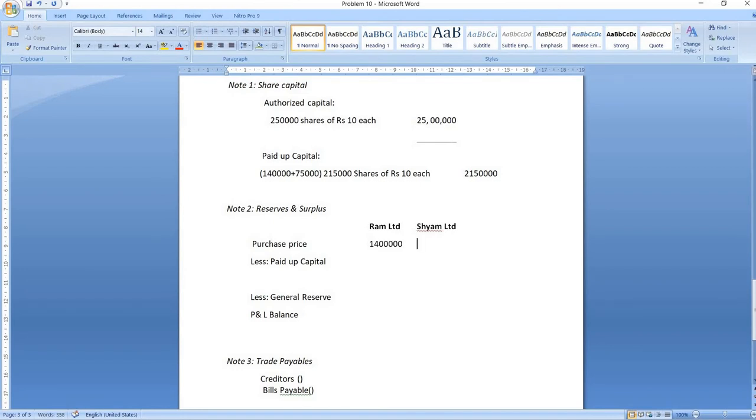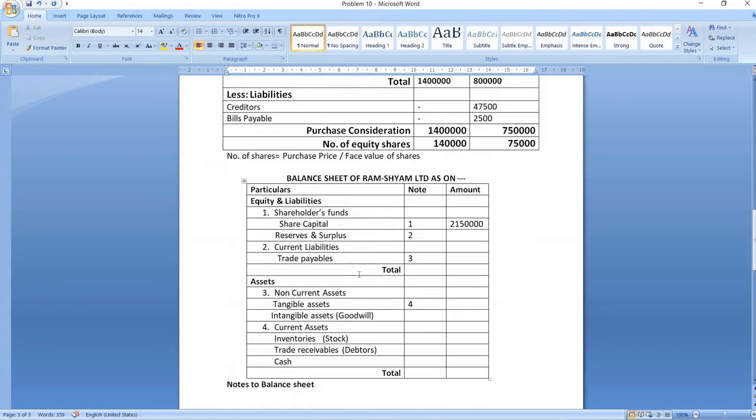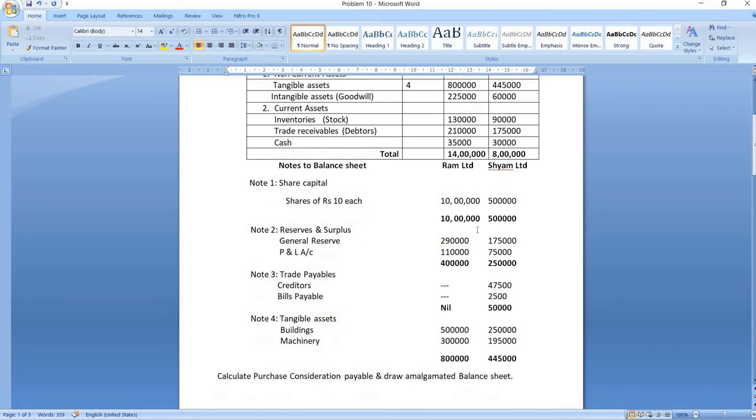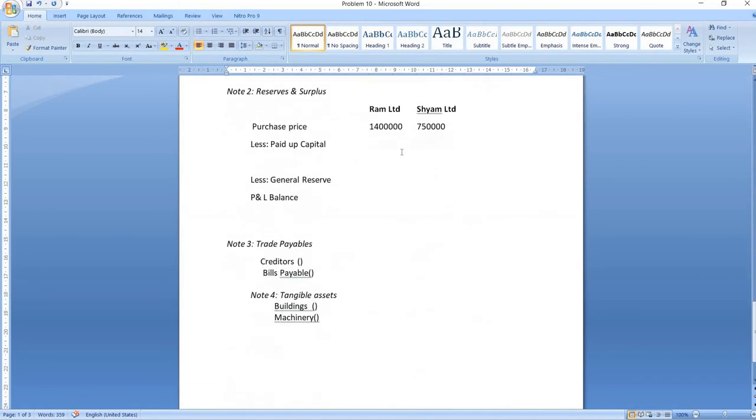So we will take it here in the note. 14 lakhs and 7,50,000 less paid up capital. Now paid up capital will be given in the problem. Here, shares of rupees 10 each, 10 lakhs and 5 lakhs. So 10 lakhs for Ram Limited and 5 lakhs for Shyam Limited. Let us take it here. 10 lakhs and 5 lakhs. Okay. So now we have to find out the difference. You have to compare the purchase price with the paid up capital.